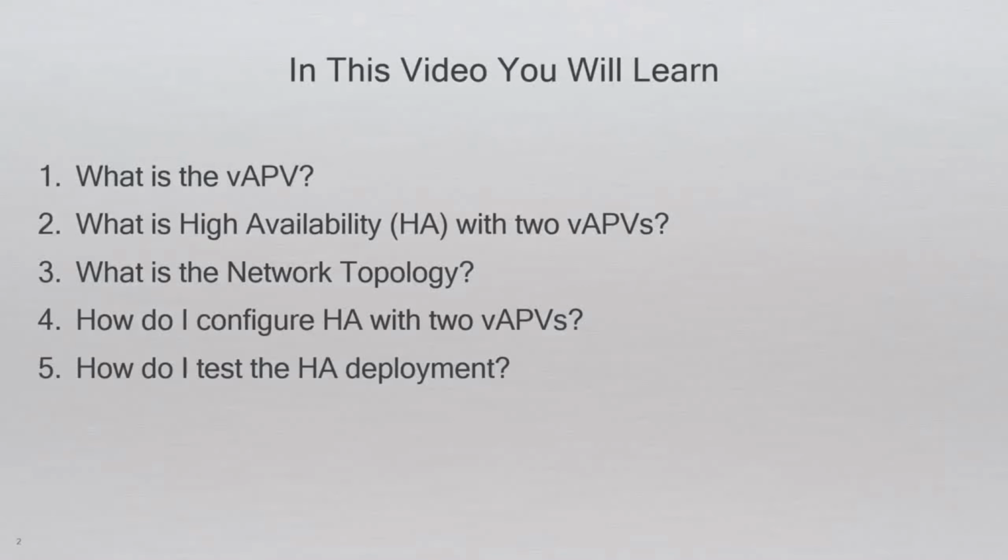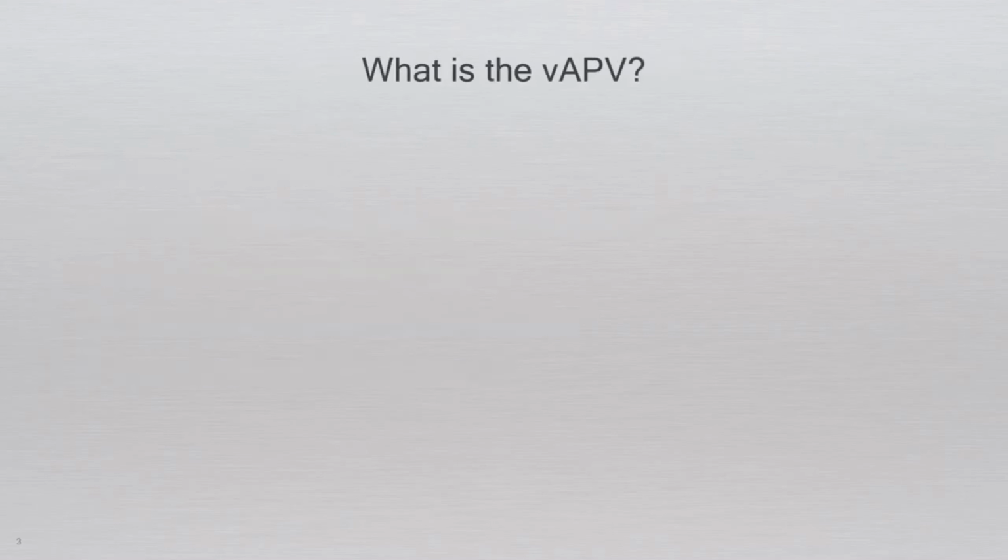In this video, you will learn about vAPV high availability (HA) on the AVX. Specifically, you will learn what is the vAPV, what is high availability HA with two vAPVs, what is the network topology, how do I configure HA with two vAPVs, and how do I test the HA deployment.